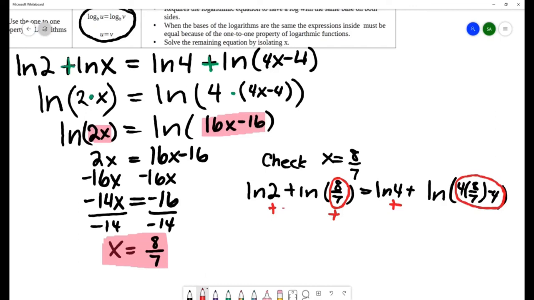So that would be 32/7 minus 4. And 32/7 is 4 and 4/7. And 4 and 4/7 minus 4 will be a positive. So it also is in the domain of that expression as well. That means that we're going to be able to keep that solution of x equals 8/7.